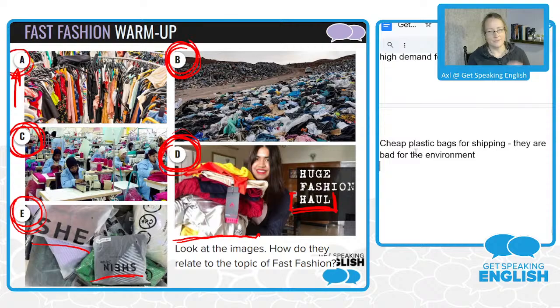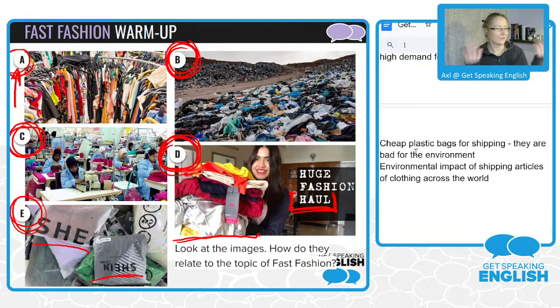So, the bags are bad for the environment, but also there's a huge environmental impact of shipping articles of clothing across the world, right? And doing that all the time because we're always buying things super cheap online, right? So, huge environmental impact. Yeah. So lots of interesting things to think about, right?